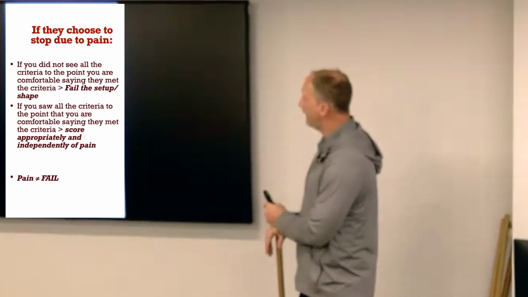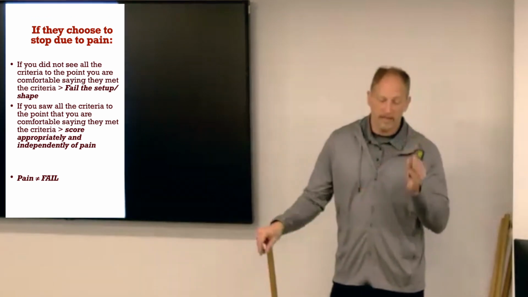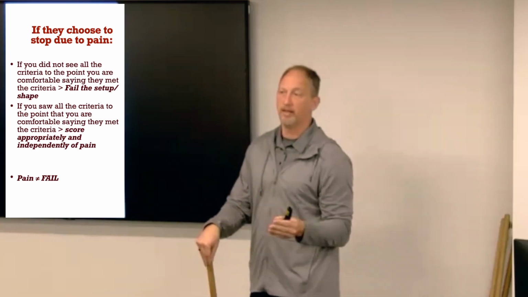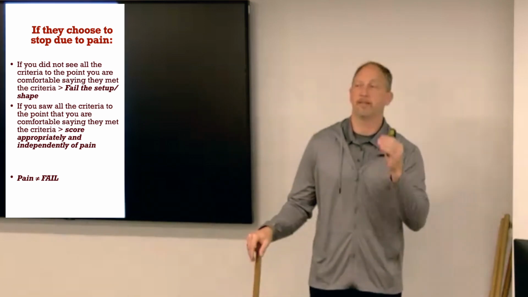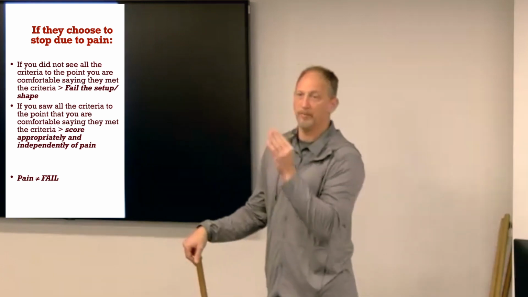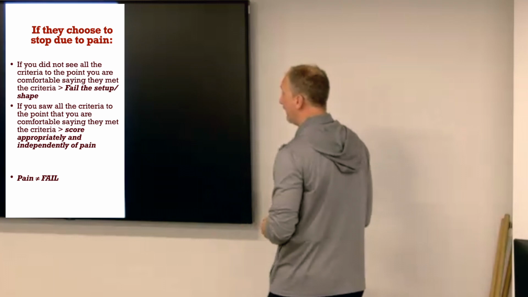Like I said, if you have to stop because of pain, if you were able to see all of the criteria and make a determination, determine pass fail. If you weren't able to see all the criteria, just don't force them through it long enough to see all the stuff they chose to stop. Just fail them because you can't confirm that it's there.